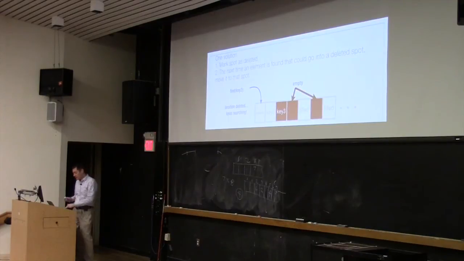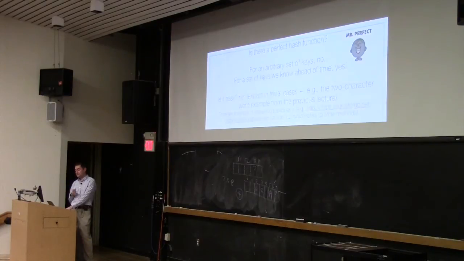So we could do that. We could definitely delete it. And then the next time an element's found that could go into the deleted spot, just move it into that spot. Or the next time you actually implement it, you could have it go in there. Okay. So there are lots of different ways of doing that. But you can't just remove it. Otherwise, you will lose track of some other keys. Okay? All right.